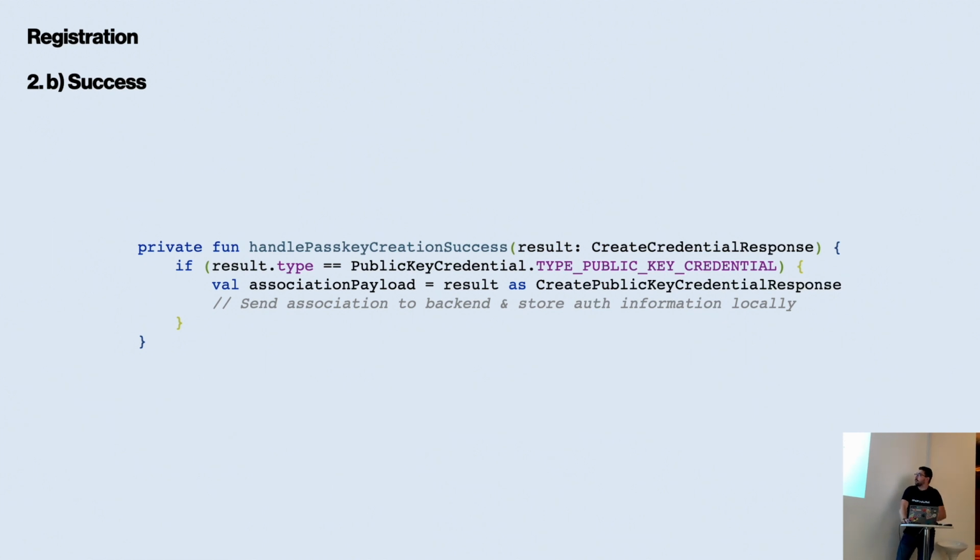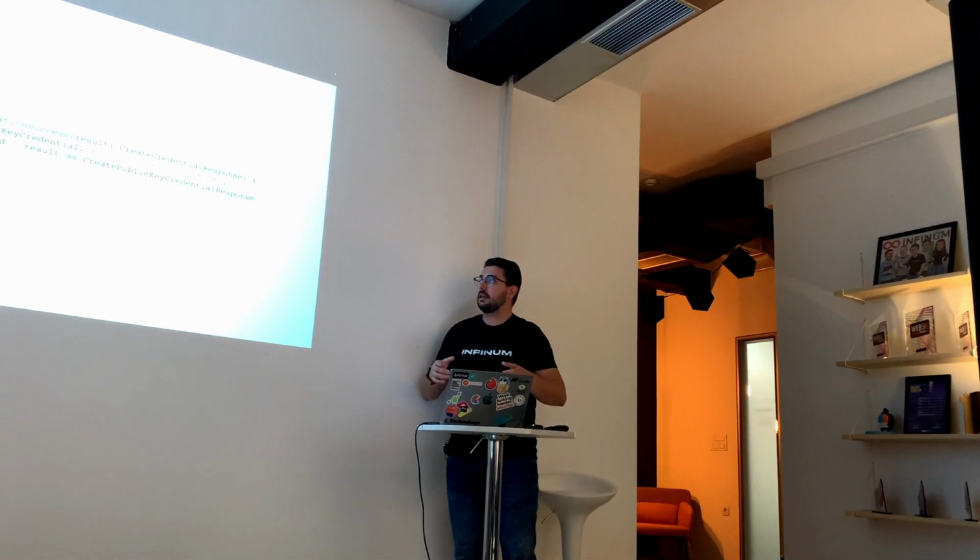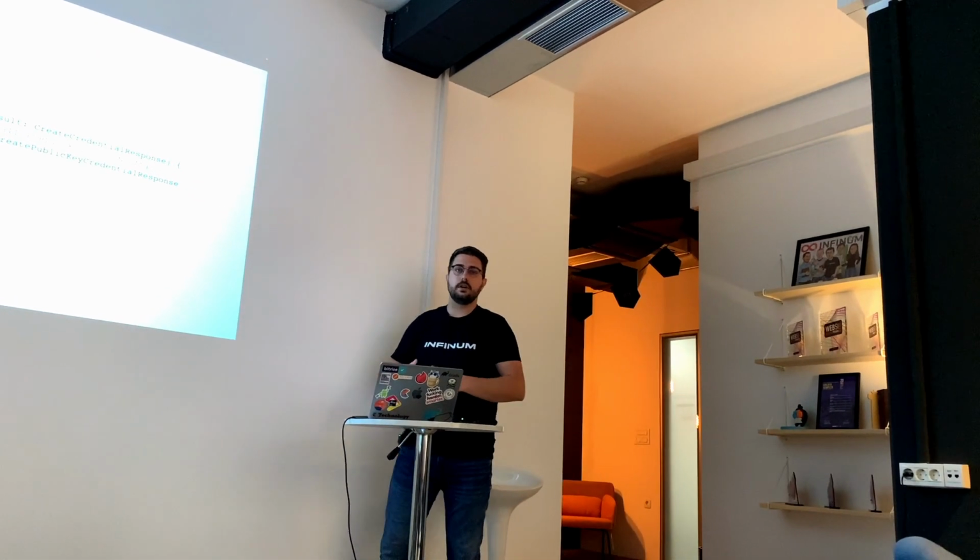And then option B was success. You get some kind of a create credential response from the manager. You check if your credential is the type that you wanted, because the manager can return various different types under the same class. So you just have to check that. You get some kind of a payload, so it's pre-made, it's by standard. You just take that payload, send it over to your server, and you're done.